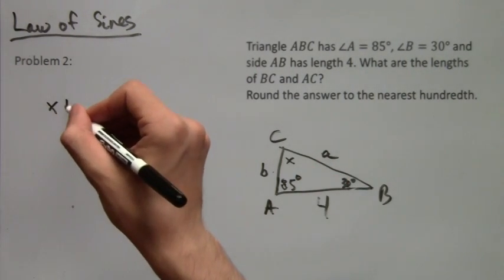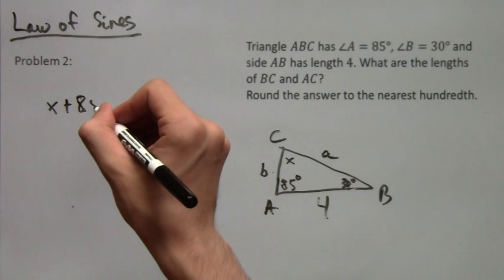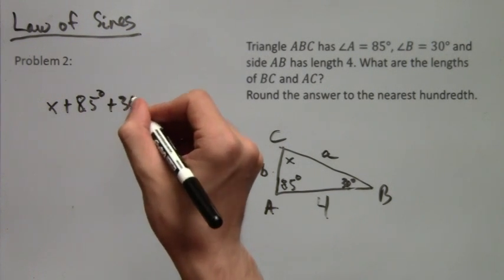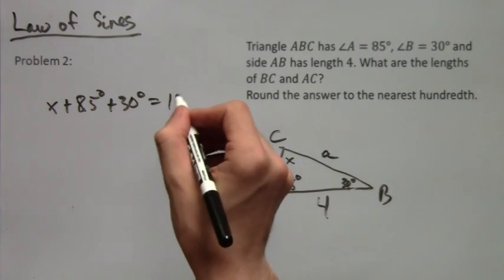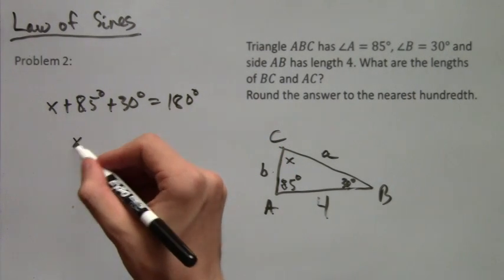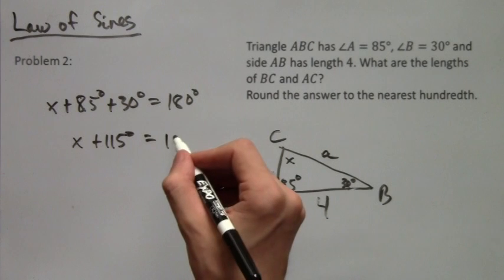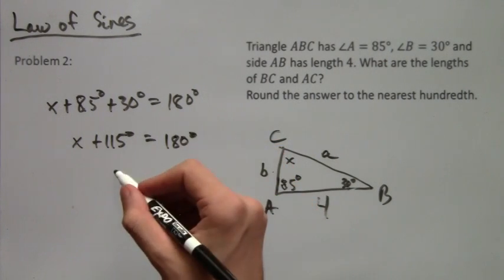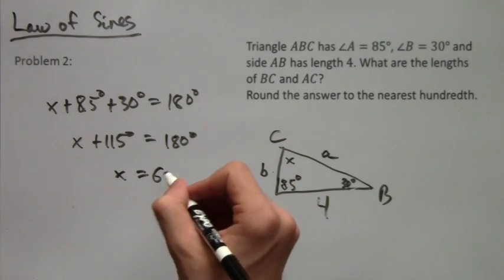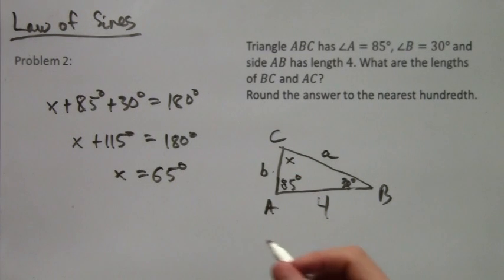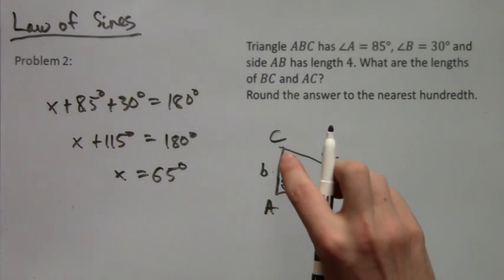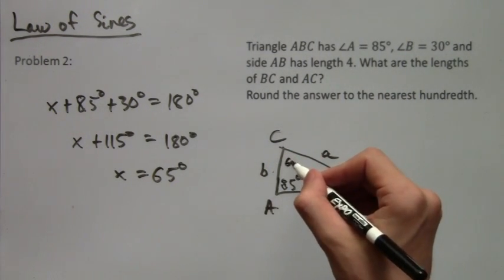So first things first, we're going to want to find the third angle in this triangle. And we do the same thing as before. We know that the sum of the angles is 180 degrees. So we add them up and we get x plus 115 degrees equals 180 degrees. And then when we subtract on both sides, we get x equals 65 degrees. So we found the third angle.